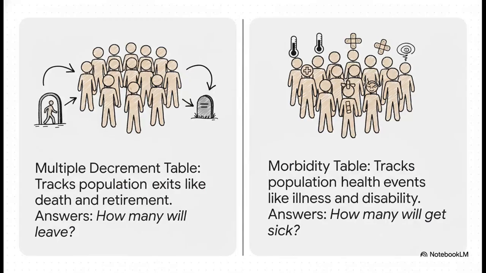But this powerful idea of tracking a population through time isn't just limited to finance. The same basic logic is absolutely critical in the world of public health. You see, while a decrement table tracks exits from a group, a morbidity table tracks health events, things like getting sick, recovering, or becoming disabled.